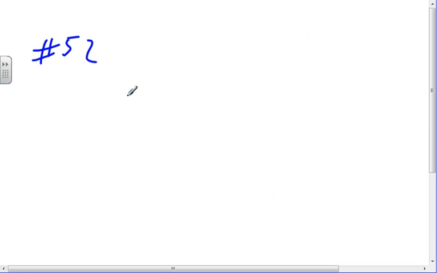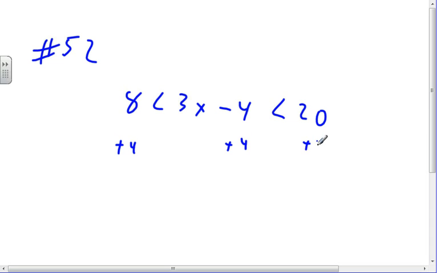52. 8 less than or equal to x minus 4 less than 20. All right, well, I'm going to add 4 to everything. Is it just less than or is it less than or equal to? I don't know. What does it say in your book? Oh, you don't have your book open? Well, I don't care. I gotta look at my book. What is written on the board is correct.